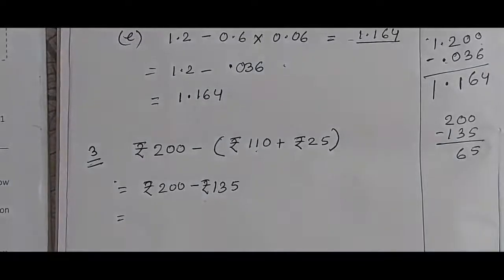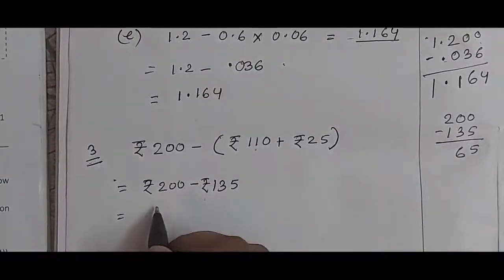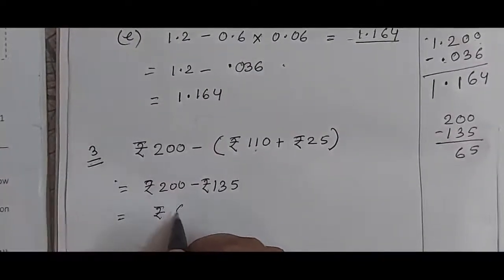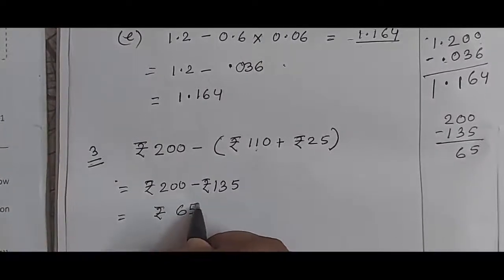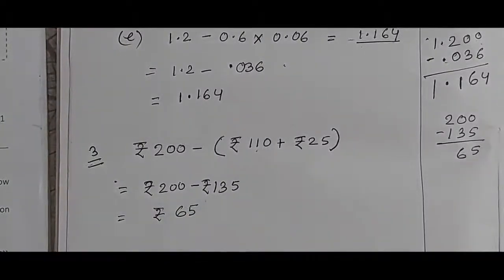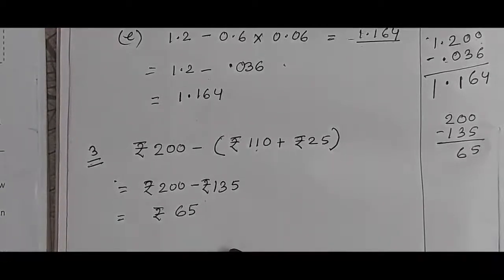Okay, it is 65. So write down here, it is rupees 65. So this much money is left with him, with Devang. I hope this is okay.